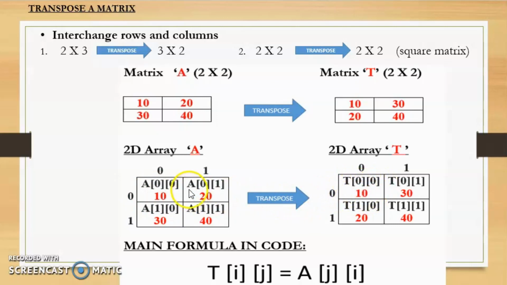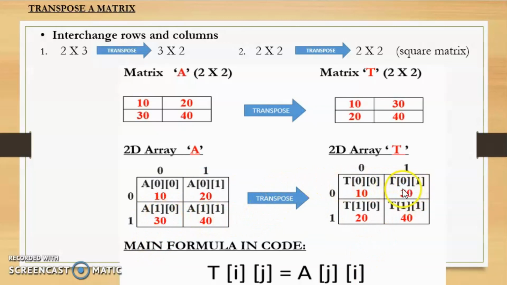Similarly, the element at position A of 0, 1, that is 20, will be stored at position T of 1, 0 after transposing. So if we compare both these positions, that is A of 0, 1 and T of 1, 0, we can see that the indexes are just reversed. So originally, if the element was present at position 0, 1, then after transposing, it will be stored at position 1, 0.